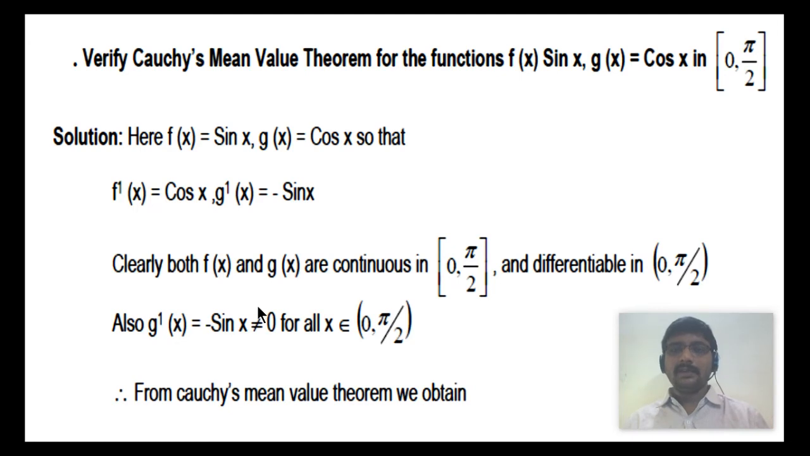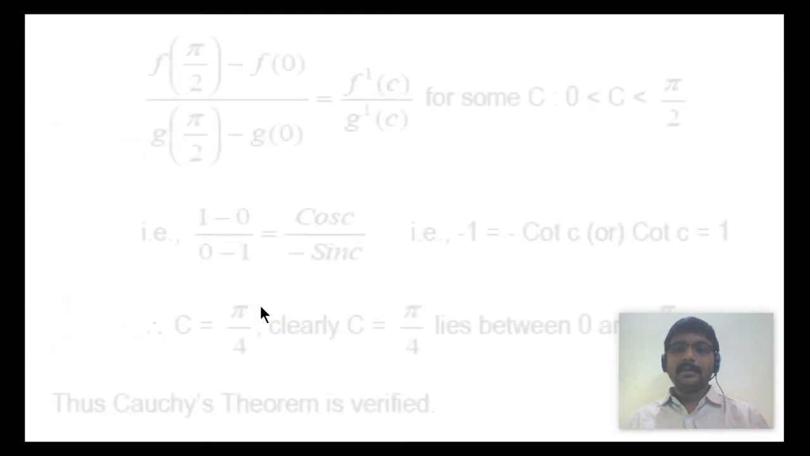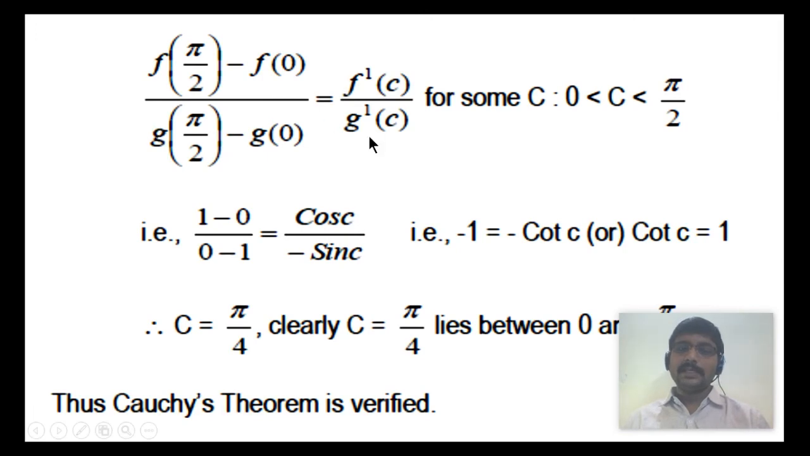Hence by Cauchy's mean value theorem there exists a point, say c, in open interval 0 comma pi by 2 such that f dash of c by g dash of c is f of b minus f of a by g of b minus g of a. Here a is 0 and b is pi by 2, that is f of pi by 2 minus f of 0 by g of pi by 2 minus g of 0 is f dash of c by g dash of c, and here c belongs to open interval 0 pi by 2.